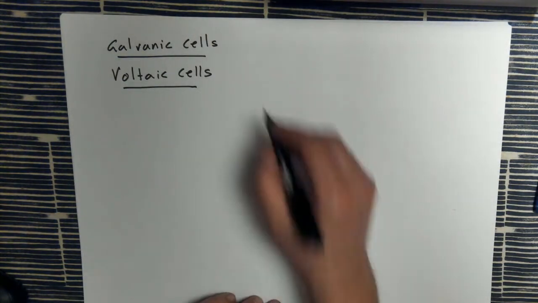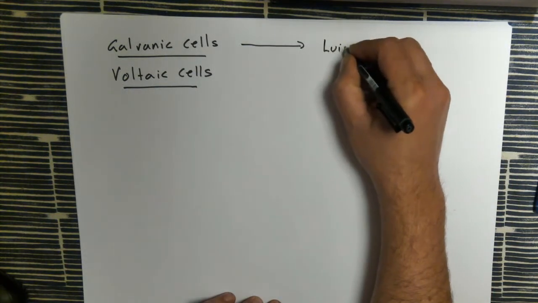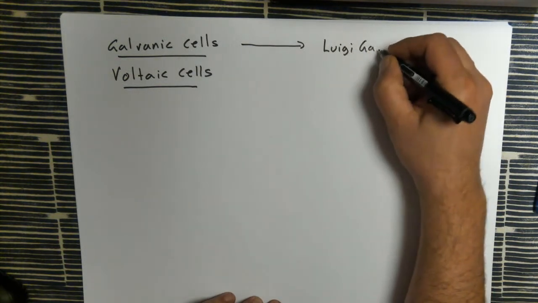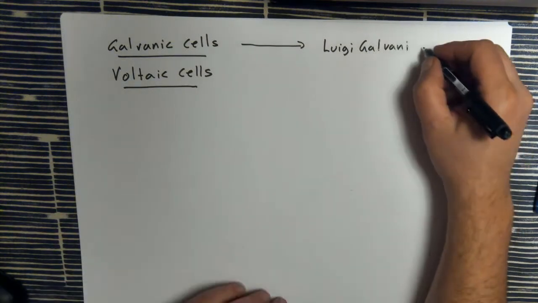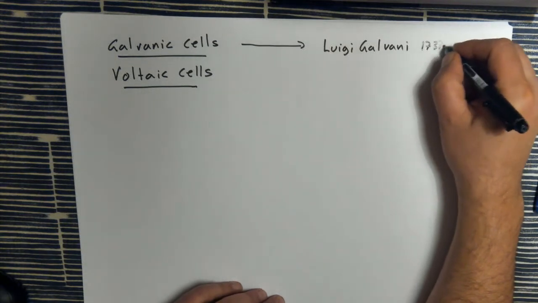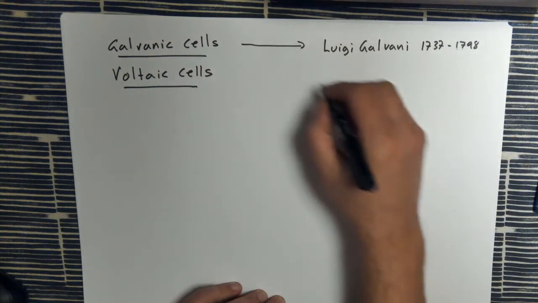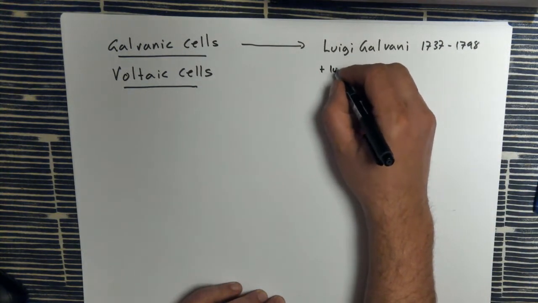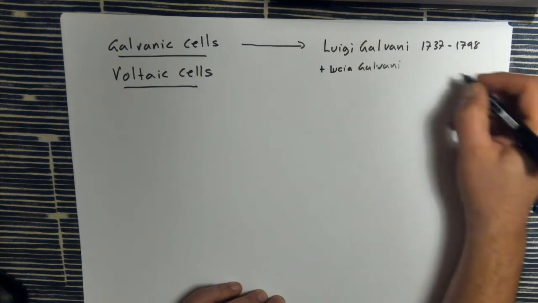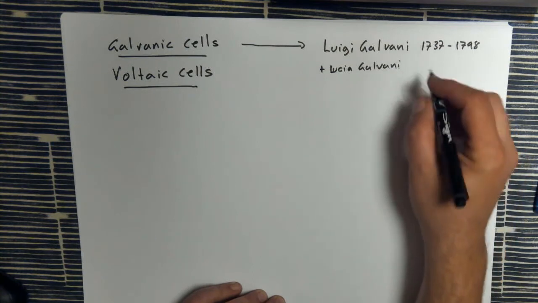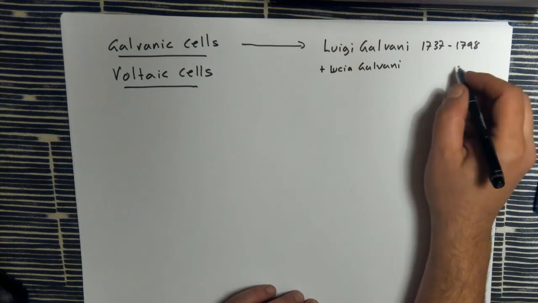So galvanism was discovered by a person named Luigi Galvani, who lived in the 1700s, 1737 to 1798. And he worked together actually with his wife, who was named Lucia Galvani, to discover different things about human anatomy and about anatomy in general.